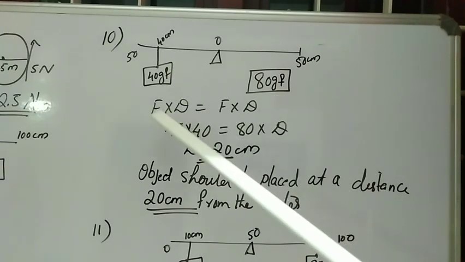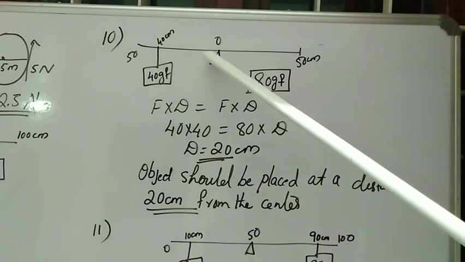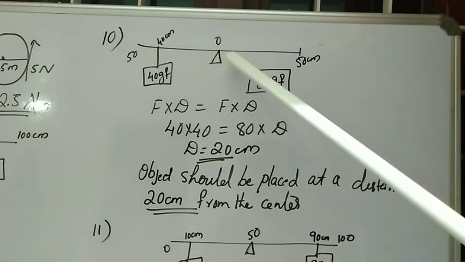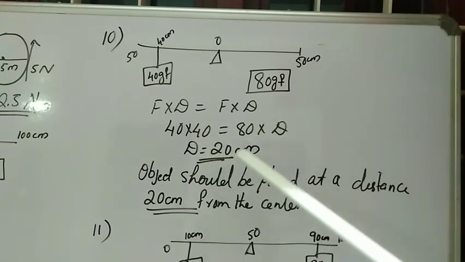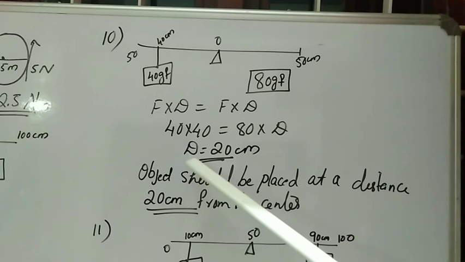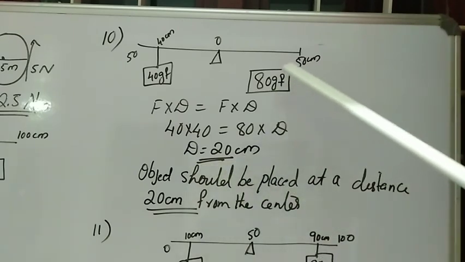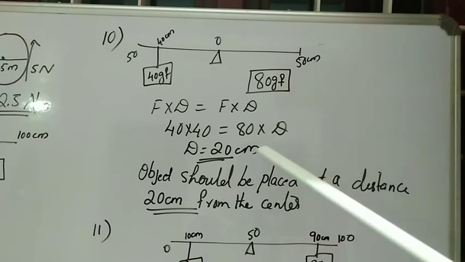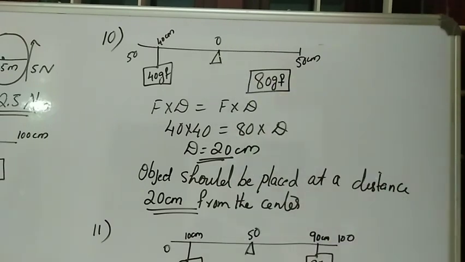Simple, just force into distance is equal to force into distance. 40 into this length, 40, is equal to this length we don't know, force is 80. So 40 into 40 is equal to 80 into distance. Then from here we will get distance is 20 centimeter. So the object should be placed at a distance of 20 centimeter from the center. Okay, 20 centimeter from the center.